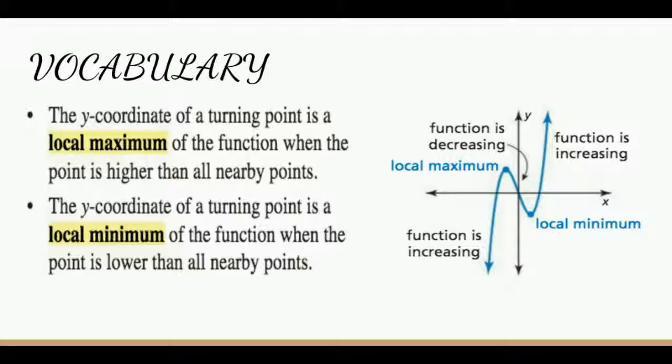So the vocabulary we have: the y-coordinate of a turning point is a local maximum of the function when the point is higher than all nearby points. The y-coordinate of a turning point is a local minimum of the function when the point is lower than all nearby points. And here I put the graph that they had in the textbook, just to make it more clear.